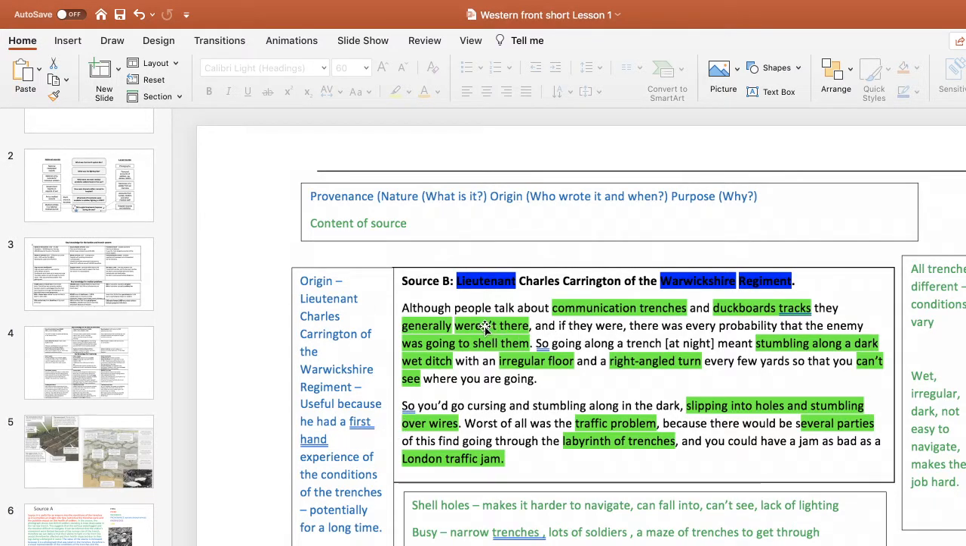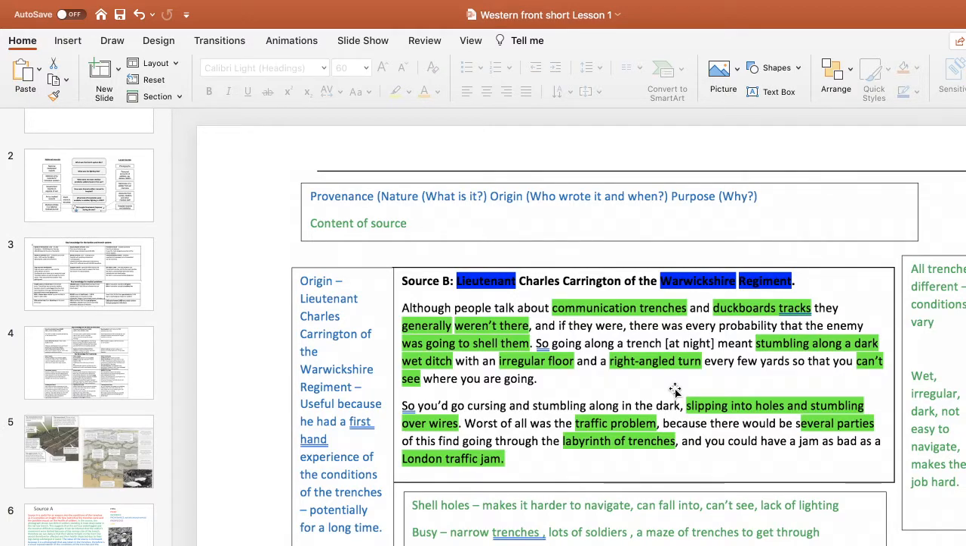So in terms of that question, you need to think, what can you learn about the source based on what it's saying? On your screen now, you've got some green highlighted areas which draw your attention to things you may learn about the conditions of the trenches. Therefore, you can make an inference. You can decide, based on that piece of information, what can you tell about the trenches? What's the condition of the trenches like?